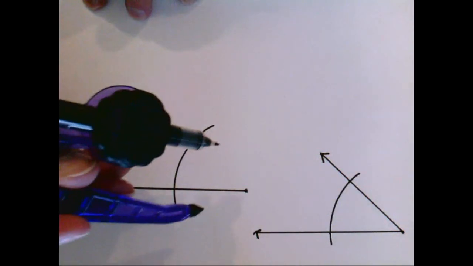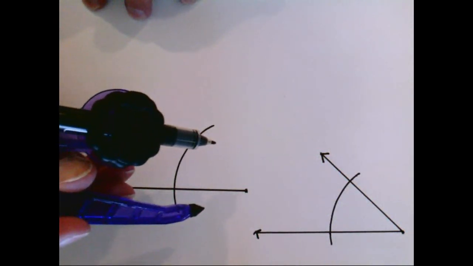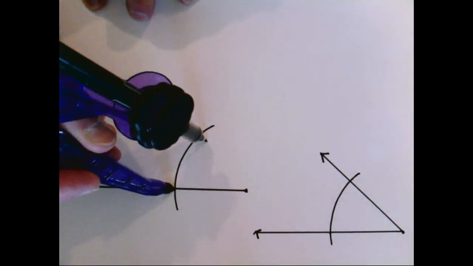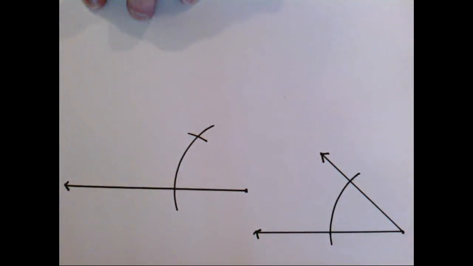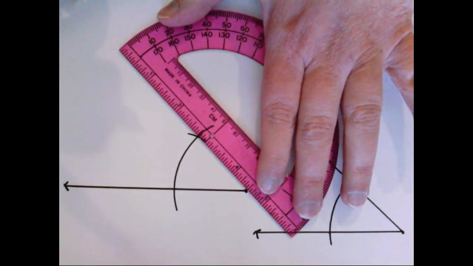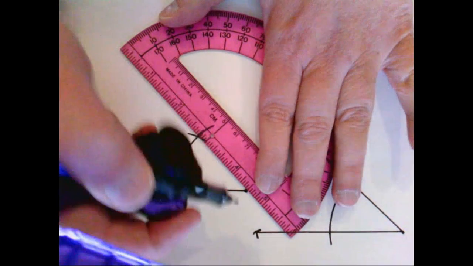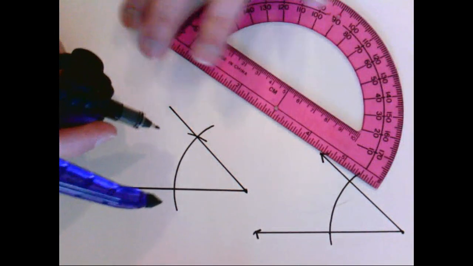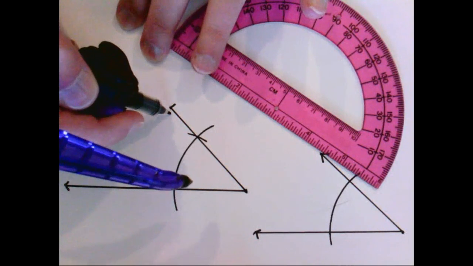So without changing this distance on my compass, it's still this same distance, I'm going to put the point of the compass on this new intersection and make an arc through that first arc that I drew. Now that gives me another intersection, which basically creates another point. And if I connect that point with the end point of the ray, what I will have is an angle that's congruent to the one that I started with, but I've constructed that copied angle.